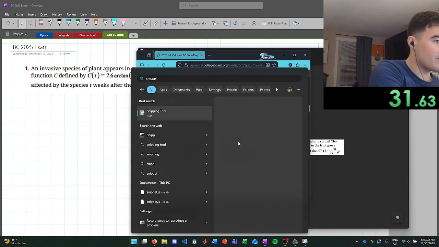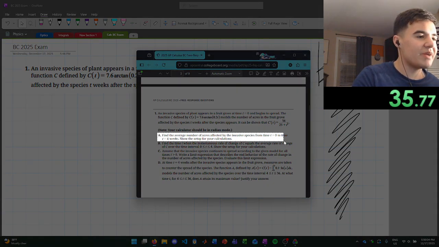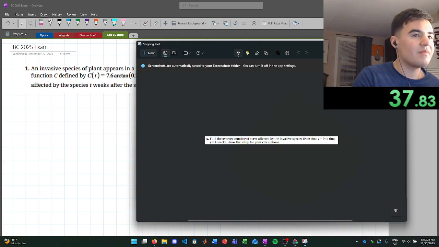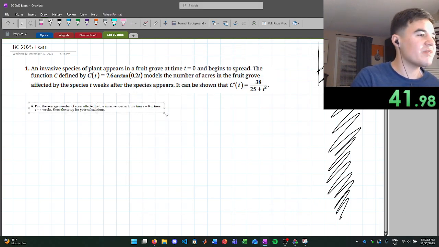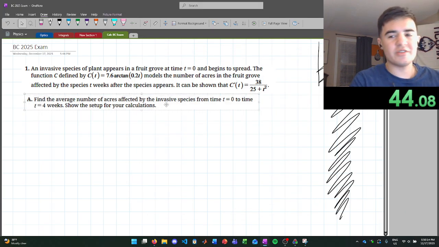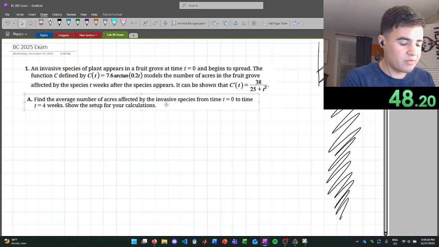Copy this. This first section has a calculator, so I'm going to plug it into my calculator. The exam says you should have your calculator in radian mode, which is kind of weak sauce, to be honest. I have a calculator here too, so that'll be fine. Let me make sure I'm in radian mode. I'm in radian mode. Okay.